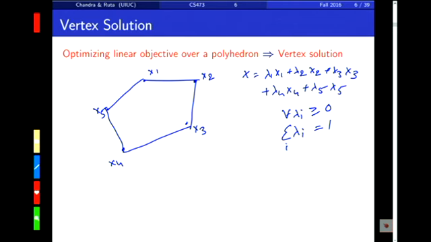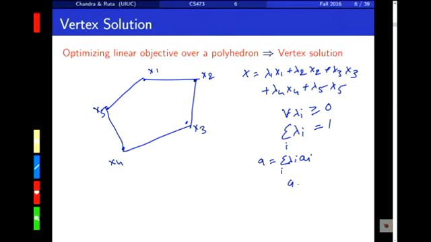Okay, so that is another view. If you take a convex combination of a set of points, so suppose I say A is a convex combination of some set of points A_i, then I know that the maximum and minimum value is bounded by the max and min of the A_i's. So that's why when we try to optimize a linear function over a polyhedron, a vertex has to be a solution, exactly because of these 2 reasons.